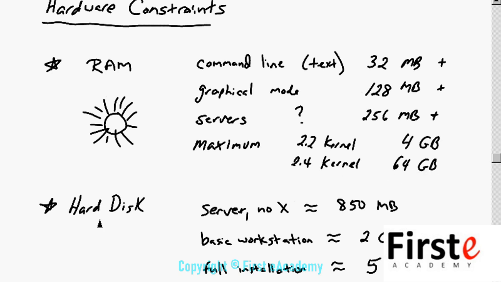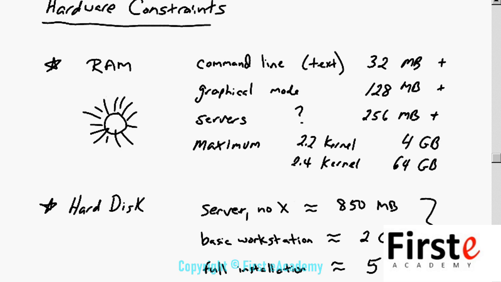But anyway, my problems aside, we'll talk about hard disk space. If we're talking about a server with no X windows, we're talking about 850 megabytes of hard disk space. For a basic workstation installation, with all the GUIs, X windows, Office software, basic stuff like that, we're talking around 2 gigabytes of disk space. And if you're talking about the full installation with web servers and Emacs and every piece of software on the Red Hat installation CDs, then we're talking around 5 gigabytes of space.